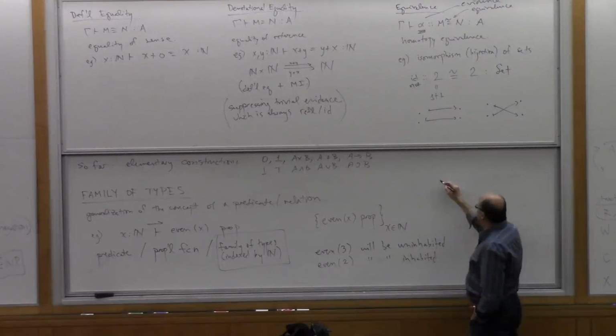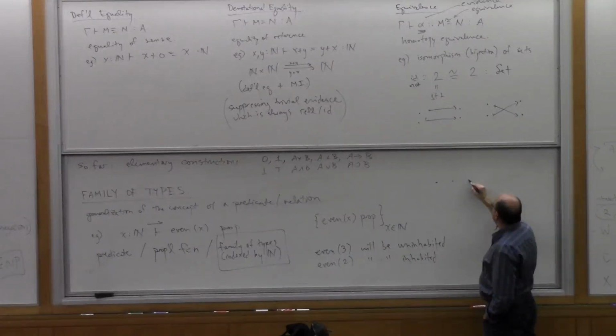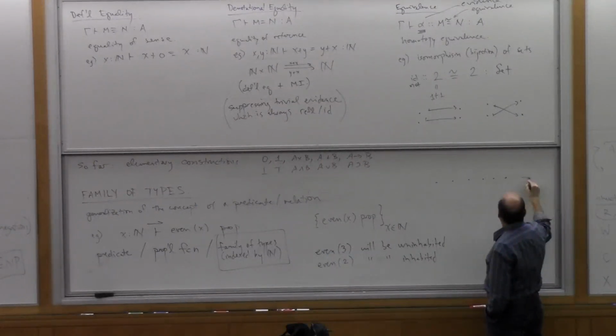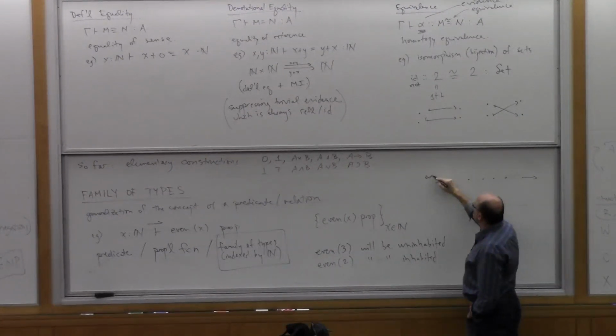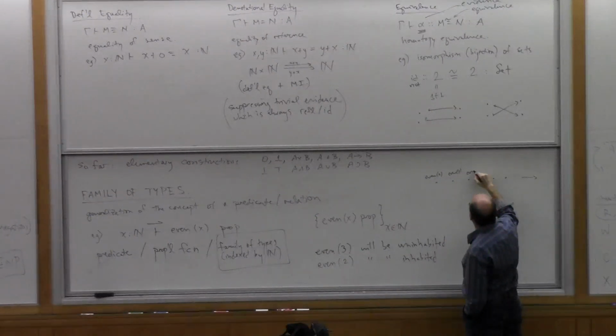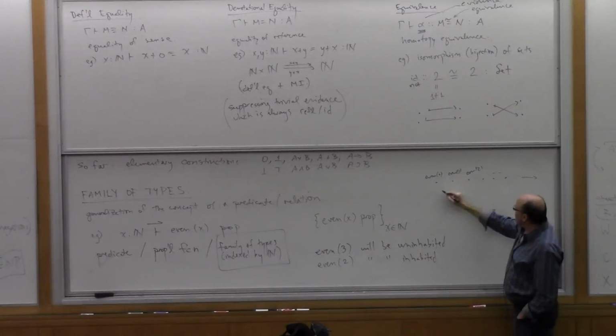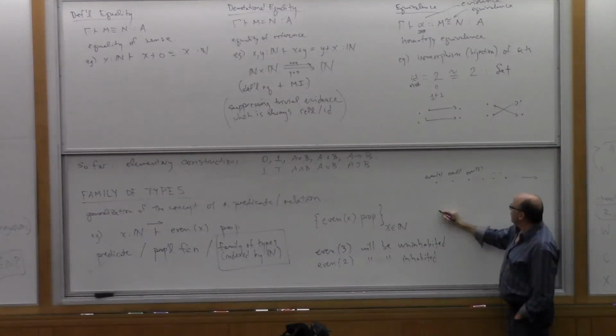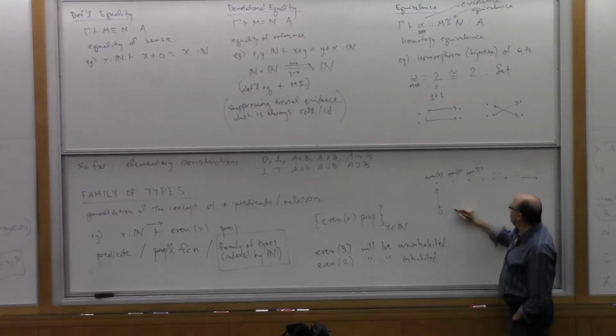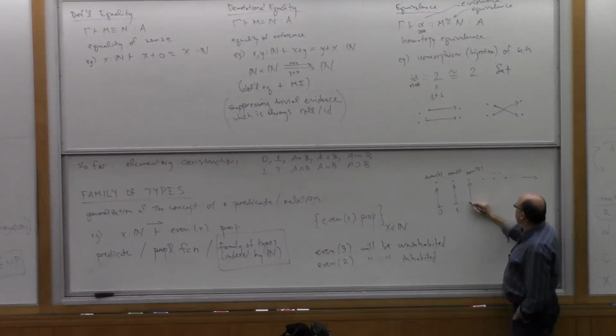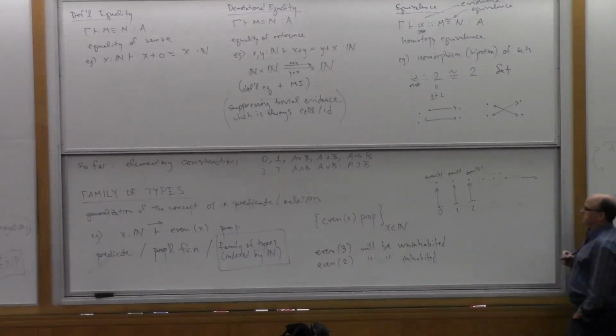And in general, we're going to have an infinity of propositions going across here, expressing the evenness of each of the natural numbers all the way across. So these are all indexed by the natural numbers. So this is over 0 goes to here, 1 goes to here, 2 goes to here, and so forth.